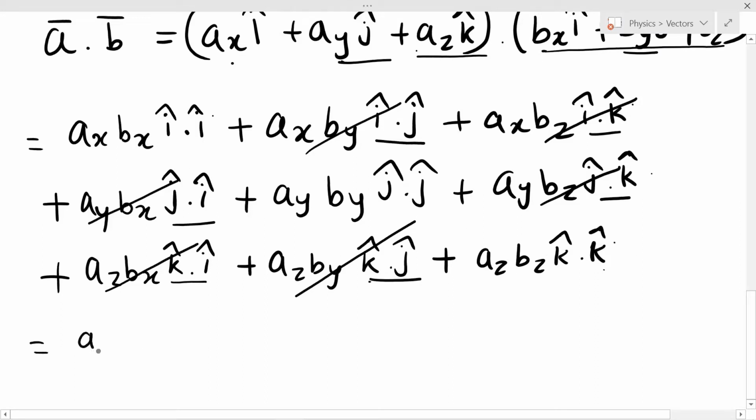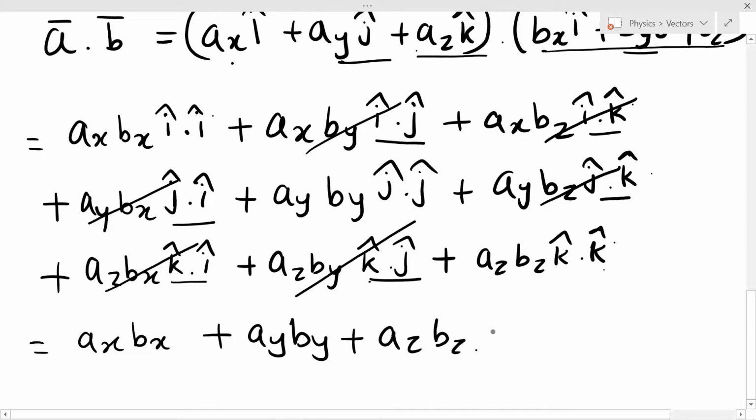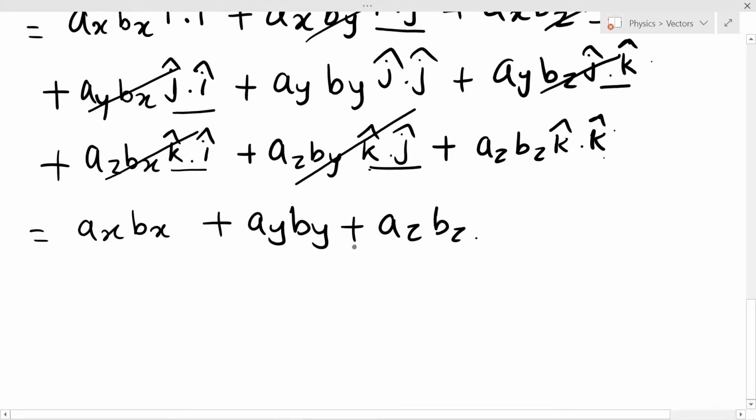So this is ax bx, I cap dot I cap is 1, plus ay by plus az bz. Now you can see over here that this is the summation of the product of respective components, that is ax bx plus ay by plus az bz. So this is nothing but the summation of the product of the same components of the vector. So a bar dot b bar is this.